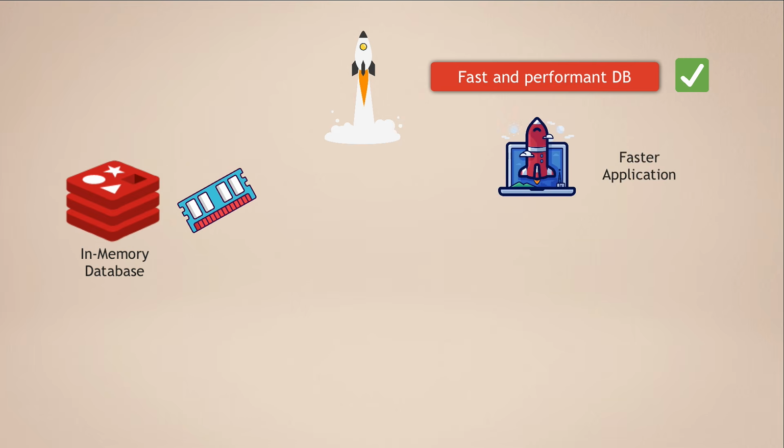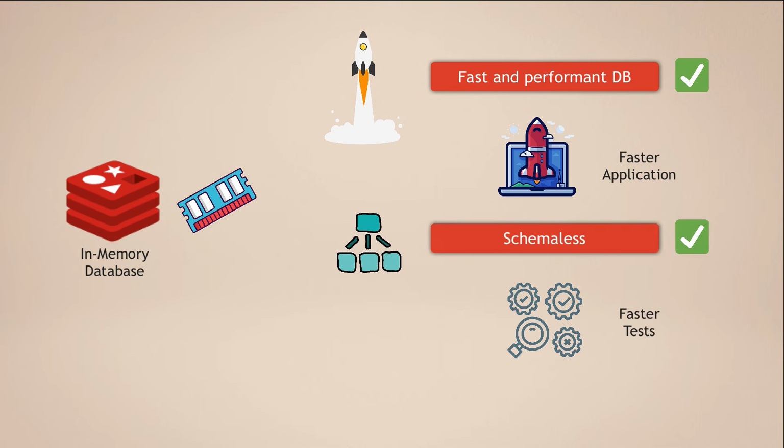And finally, as an in-memory database, Redis is of course super fast and performant, which makes the application itself faster. But in addition, it also makes running the application tests way faster as well, because Redis doesn't need a schema like other databases, so it doesn't need time to initialize the database and build a schema before running the tests. So you can start with an empty Redis database every time and generate data for tests as you need. And fast tests can really increase your development productivity.